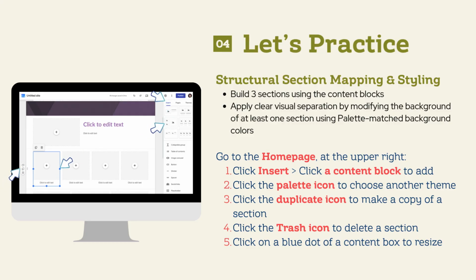Step 3. If you create a layout you really like, you can click the duplicate icon right next to the palette to make an exact copy of it. Step 4. Made a mistake or want to start fresh? The trash icon will instantly delete that section. Step 5. Finally, if you want to adjust the spacing of your text or media columns, just click on any element and drag the blue dots on the bounding box to resize it.